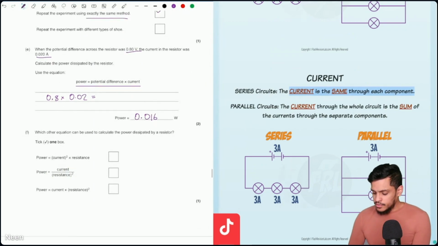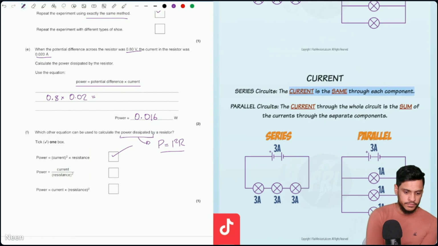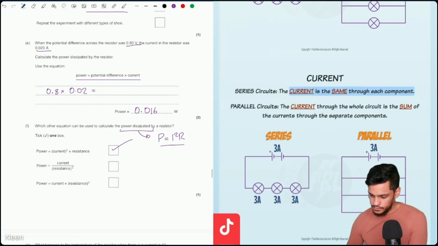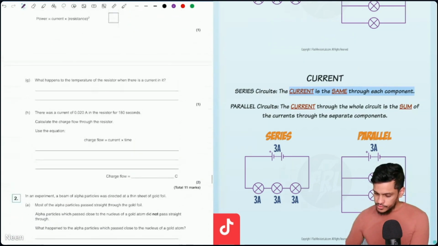Which other equation can be used to calculate the power dissipated by the resistor? So you get given equations this year. So this should be really easy. You just look it up in the equation sheet. P is equal to I squared R. So it's going to be the top one there. On to the next one.